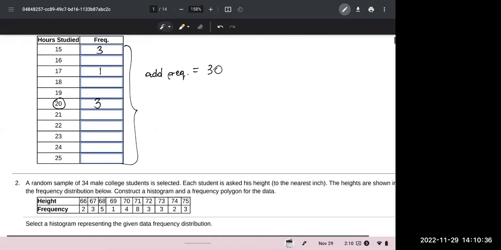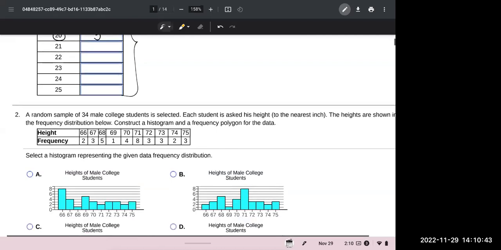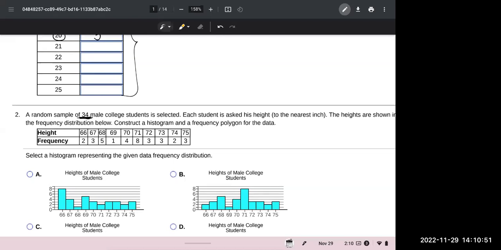Okay, it looks like an easy problem, but always check your work. So for number two, we are also dealing with a frequency distribution table. Here we have a random sample of 34, which means if you add all those frequencies together, that will give you 34. That means we have 34 numbers. The numbers with which we're working are right here, and frequency just tells you how many times each number repeats.